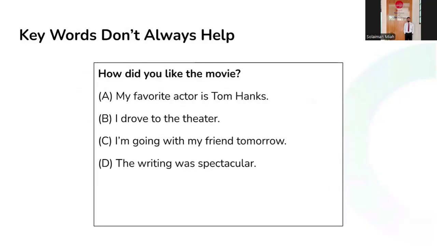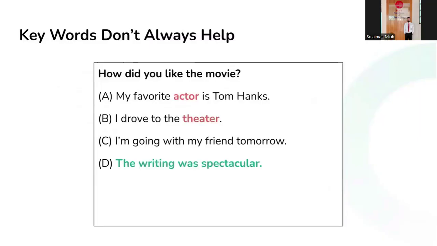Let's take a closer look at one of those examples. Take a moment to pause the video and try answering this question yourself before continuing. The question asks how someone liked the movie, which is asking for their opinion. All of the answer choices could be related to movies, but only one gives an opinion. The correct answer is the last one, choice D.